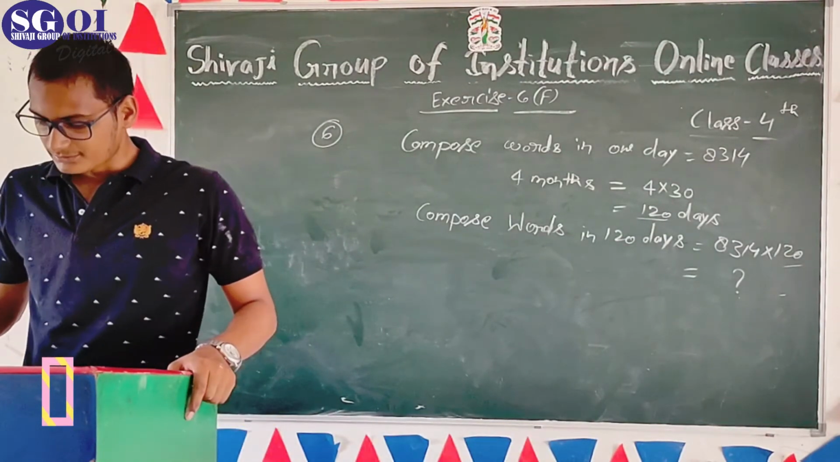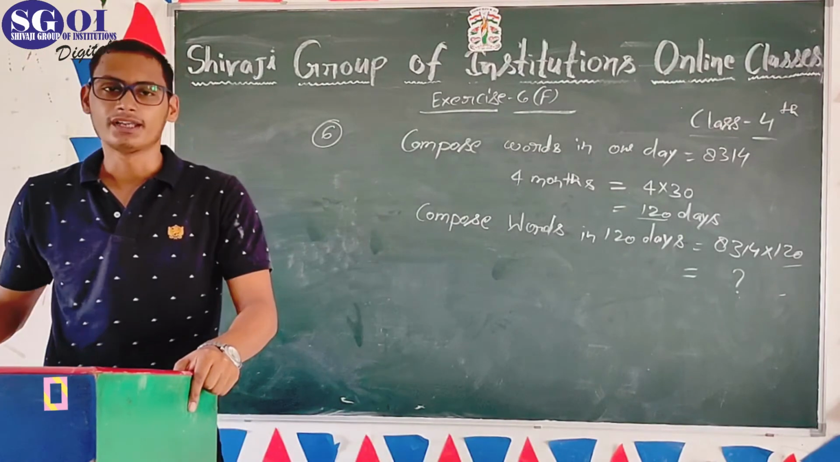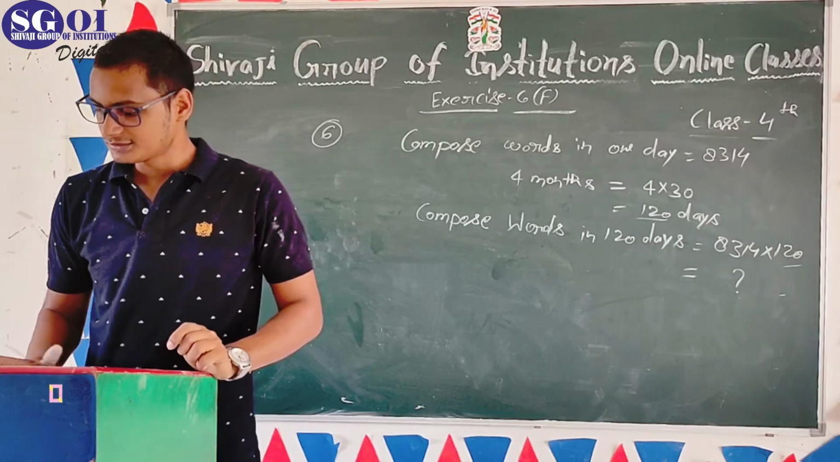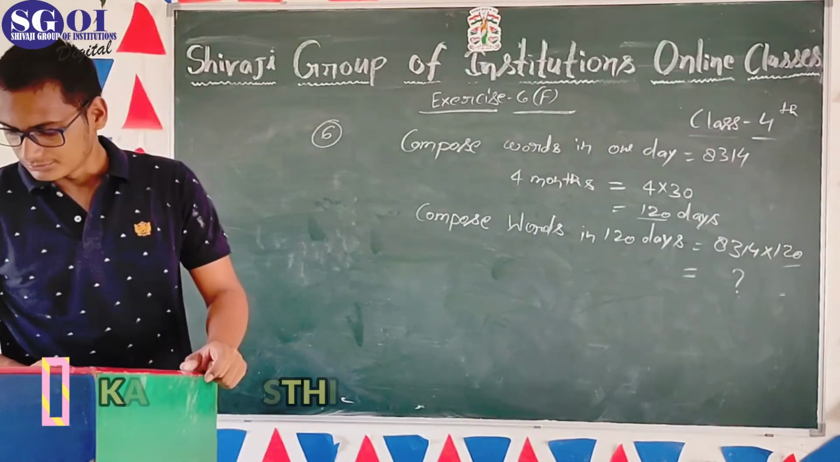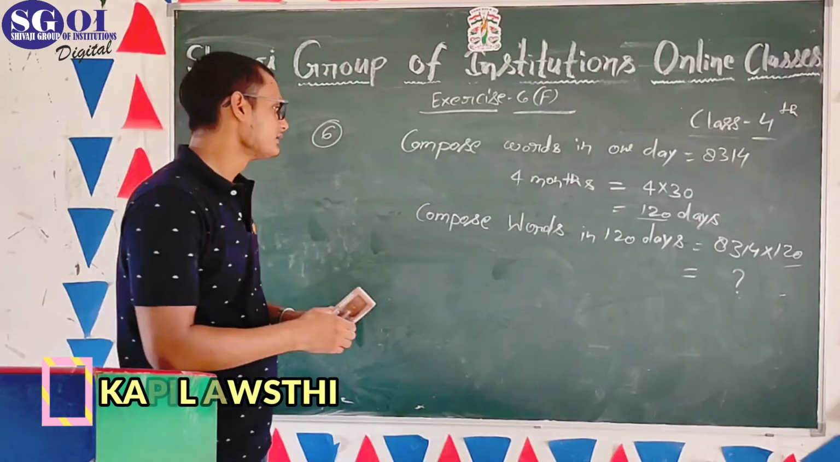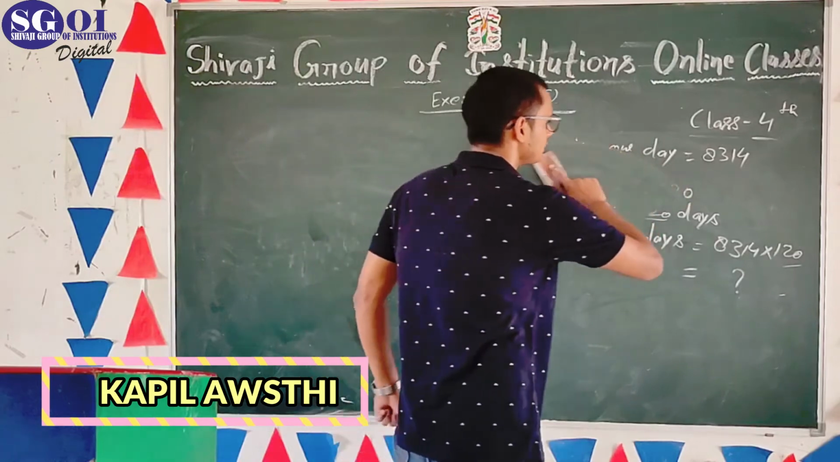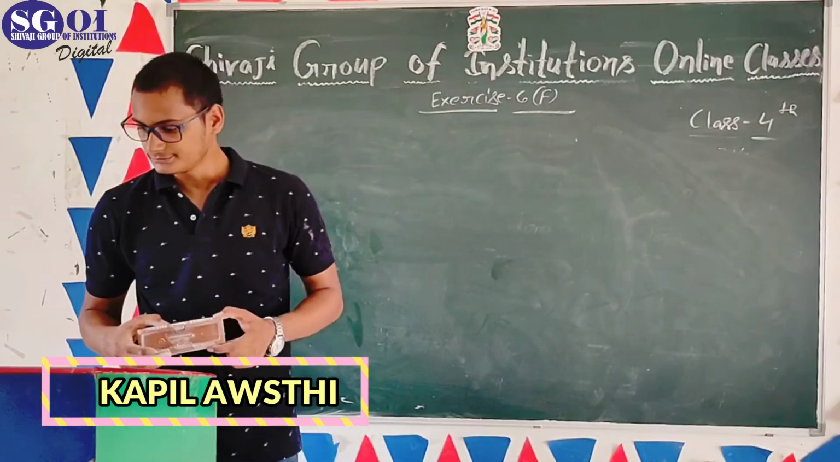Next, question number 7. The cost of a doll is 314 rupees. What is the cost of 680 such dolls? So 314 multiplied by 680.